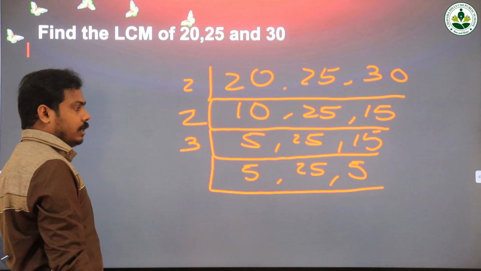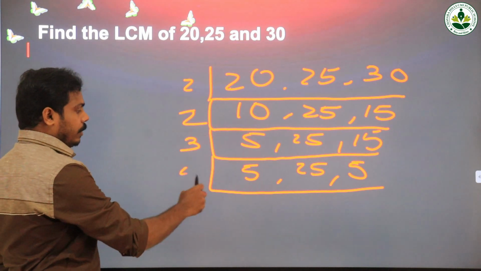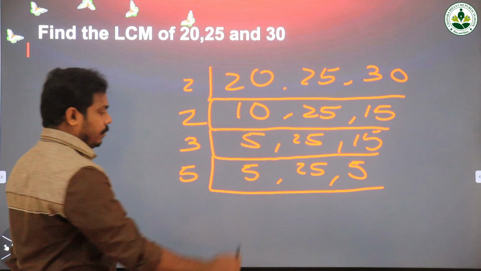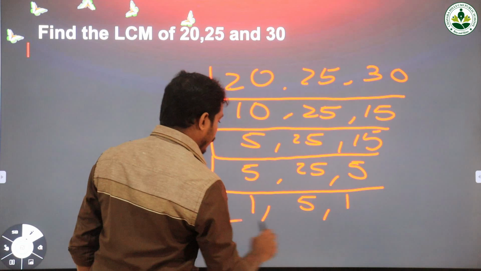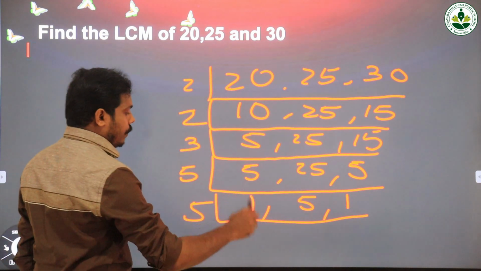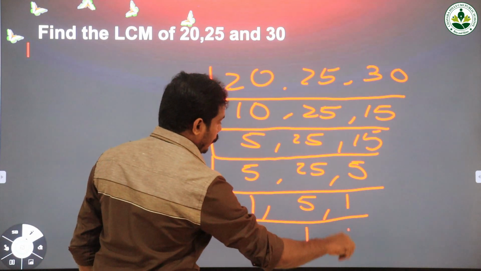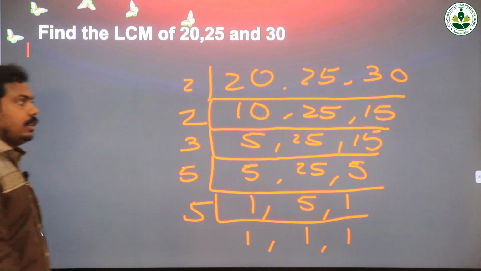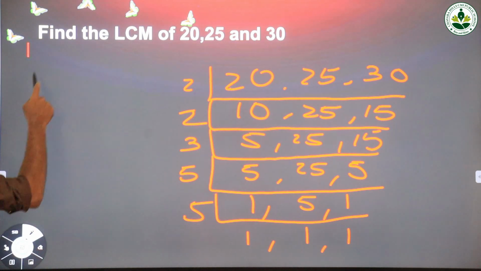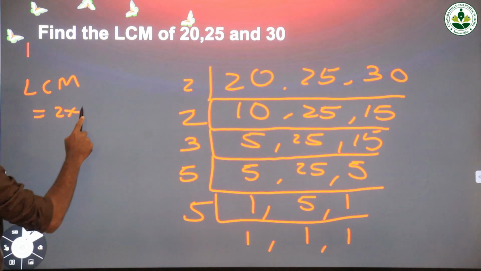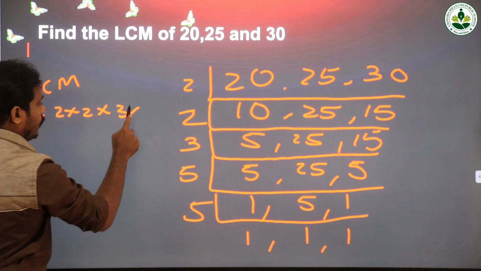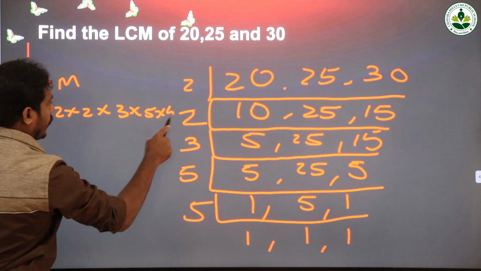Now we got all the numbers as multiples of 5. So, divisible by 5. 5 ones are 5, 5 5s are 25, 5 ones are 5. Again divide that number by 5. 1, 1, 1. Now we got all the remainders as 1. For finding the LCM, we need to multiply the divisors 2 into 2 into 3 into 5 into 5.